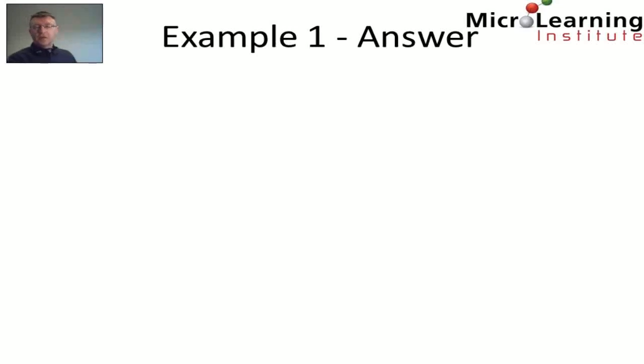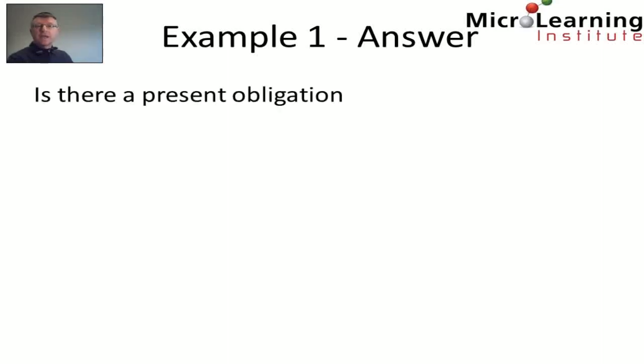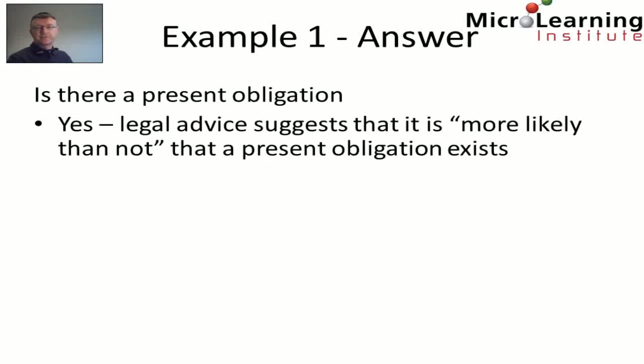So now let's look at how we deduce the value of the provision to be identified in this instance. IAS 37 gives us a process for assessing whether or not we should recognize a provision. The first question in this process is, is there a present obligation for ThirtySeven? And the answer to that, of course, is yes, there is. Our legal advice has suggested that it is more likely than not that a present obligation exists.